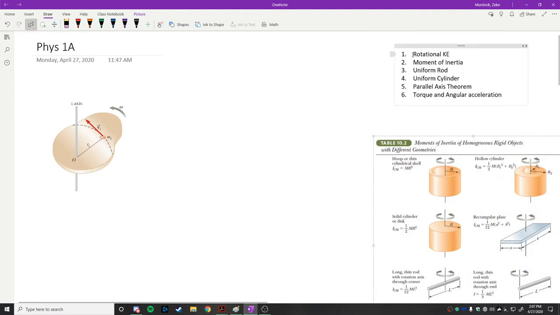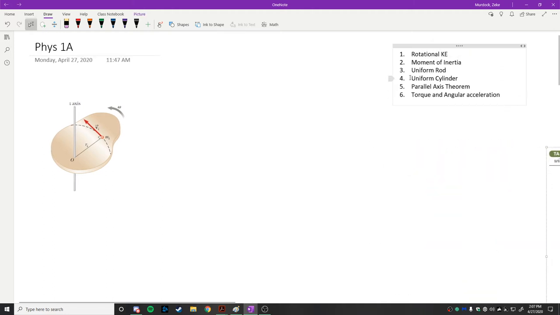This is the set of topics that we're going to be discussing. The first thing we need to talk about is rotational kinetic energy. And from there, we will get what moment of inertia is out of that. And we'll go from there in developing moment of inertia for different objects.